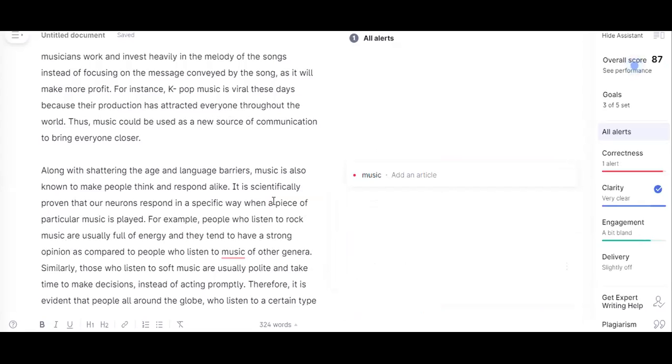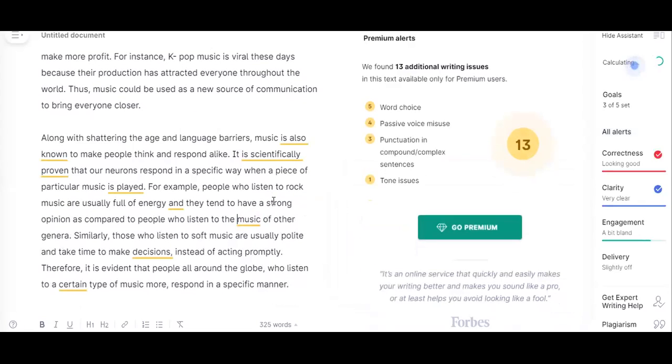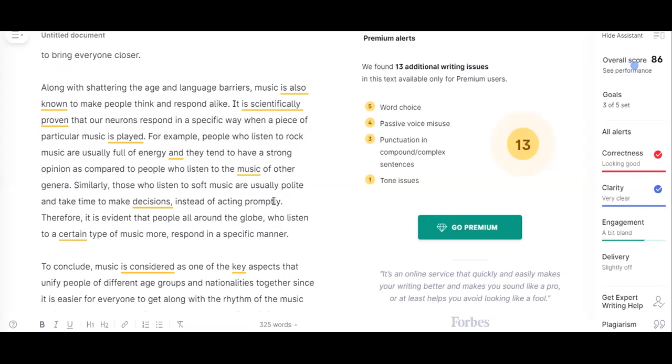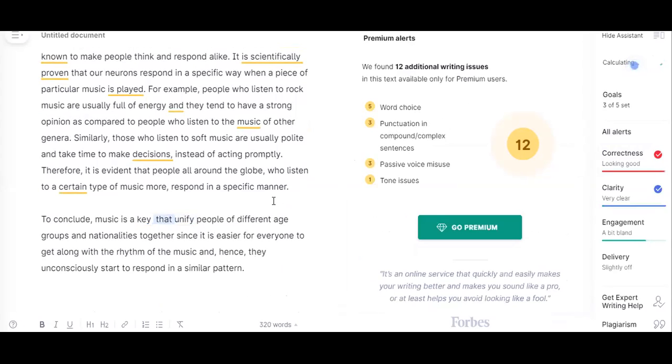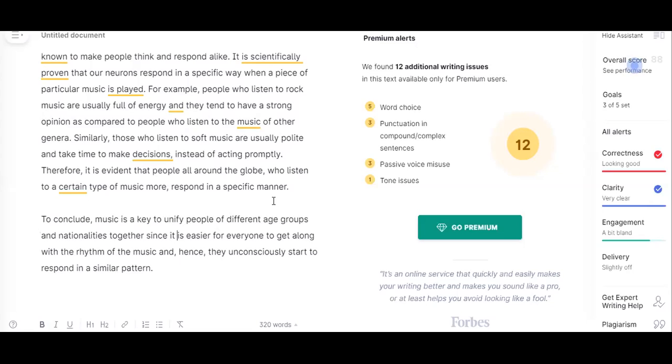When a piece of particular music is played, for example, people who listen to rock music are usually full of energy and they tend to have a strong opinion as compared to people who listen to the music of other genres. Similarly, those who listen to soft music are usually polite and take time to make decisions instead of acting promptly. Therefore, it is evident that people all around the globe who listen to a certain type of music respond in a specific manner. To conclude, music is a key to unify people of different age groups and nationalities together, since it is easy for everyone to get along with the rhythm of the music.